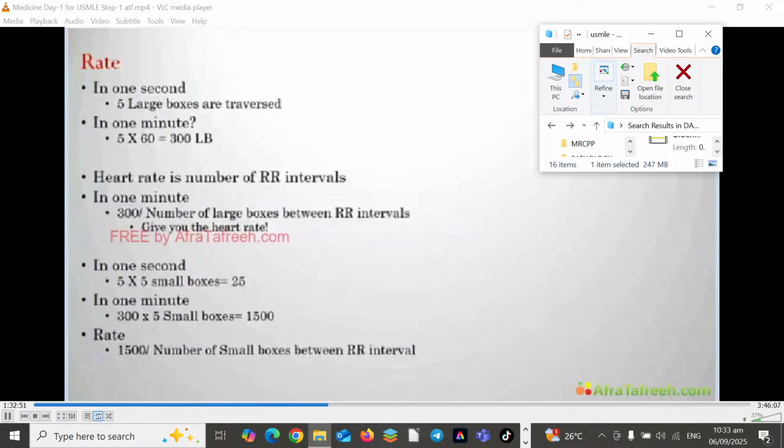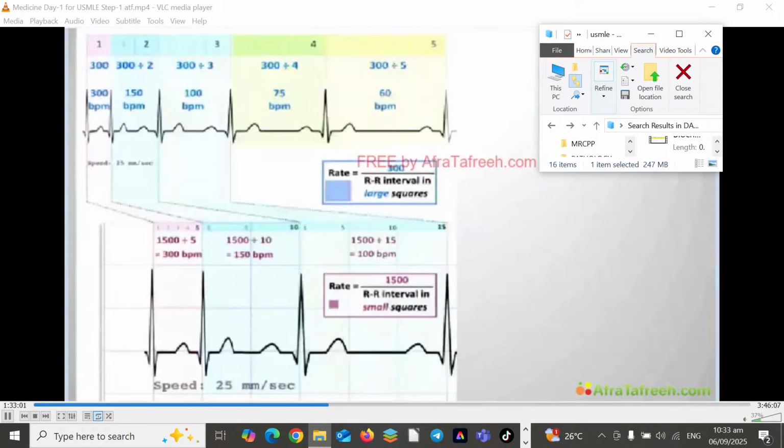If you are noting it down and you plan to go home and cram, it's not a very good idea because everything is in front of you. An RR interval signifies one systole. If one systole took 3 large boxes to happen, how many systoles will happen in 300 large boxes? Simple, 100 systoles will happen. Correct? This is your heart rate.